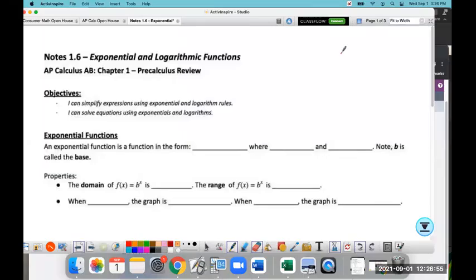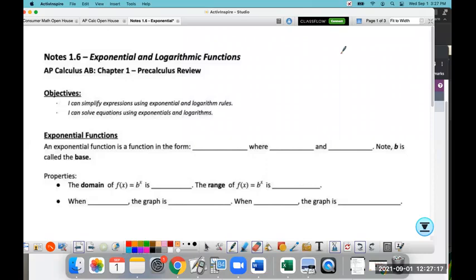Alrighty, so we are going to be talking about exponential and logarithmic functions. And while we're talking about the functions, we should also talk about exponential and log rules, like power rules, like adding and subtracting the powers when you're multiplying bases and all that fun stuff. So let's start off by talking about an exponential function.